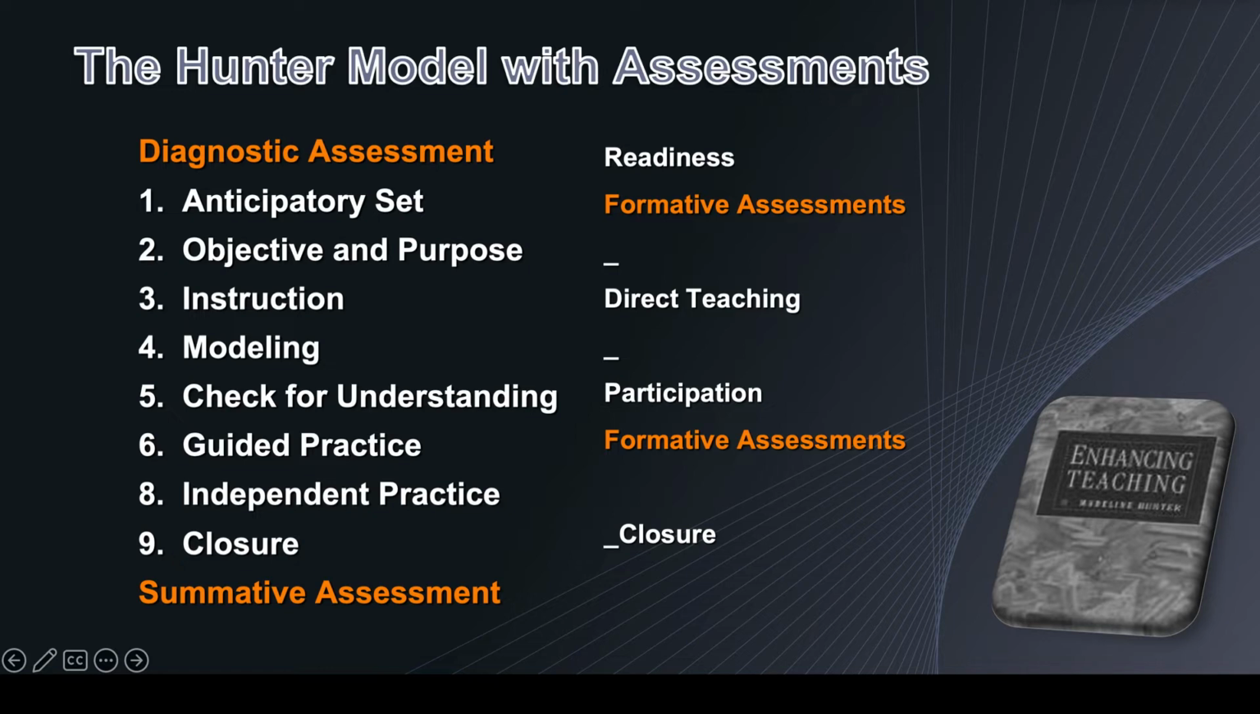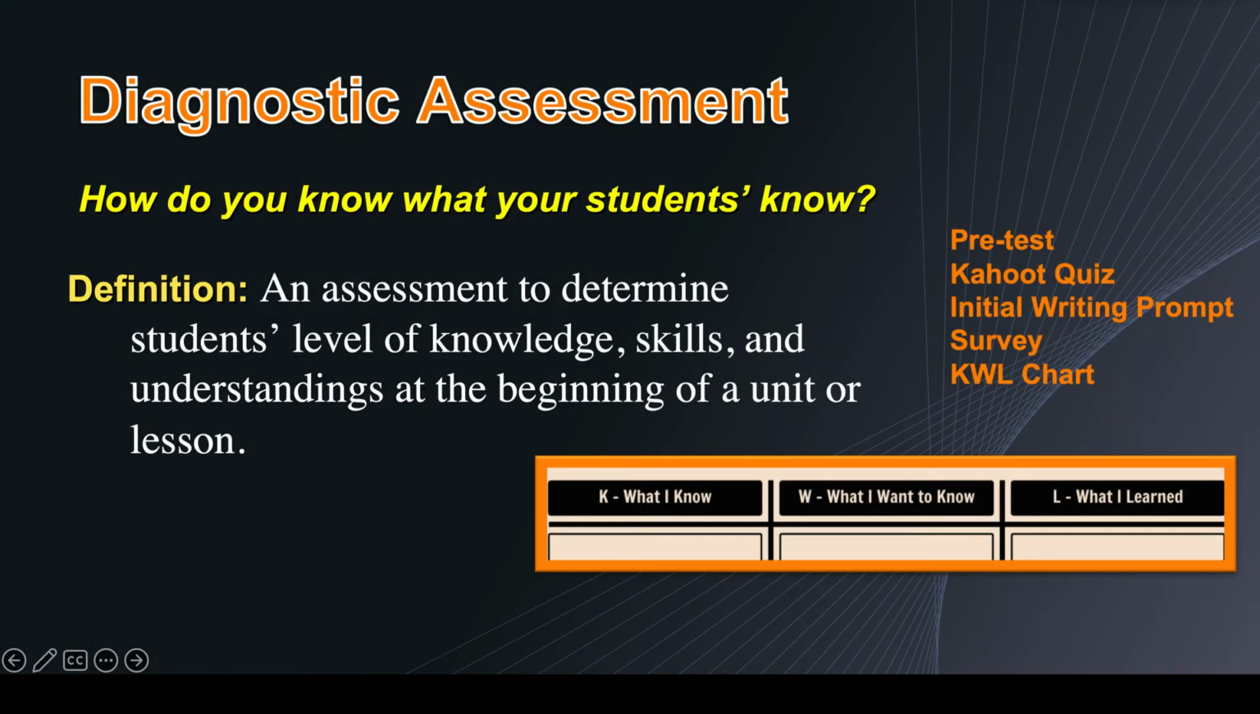First off, there's a readiness phase where you're going to find out what your kids already know, and you get them ready for it. Then you teach it. Then you have them practice with it, participate with the information, and then you're going to close. And during that time, you're going to use different types of assessments, from diagnostic, formative, and summative assessments. So let's put this model together and see how it works. For example, as you start, how do you know what your students really know about what you're going to teach? What level of knowledge or skill or understanding do they have as you begin the lesson?